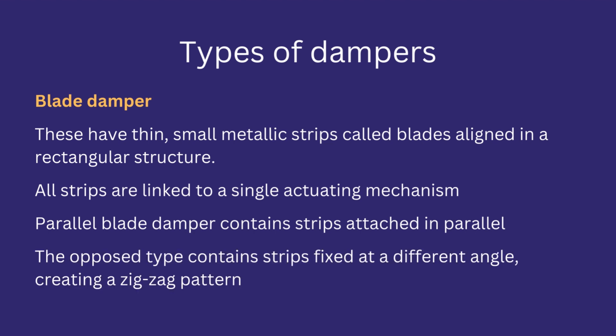In the opposed type, metallic strips are fixed at a different angle from their neighbor, creating a zigzag pattern. The edges of each blade overlap with each other when closed. These dampers are used to modulate airflow. However, they provide poor pressure control during damper activation.